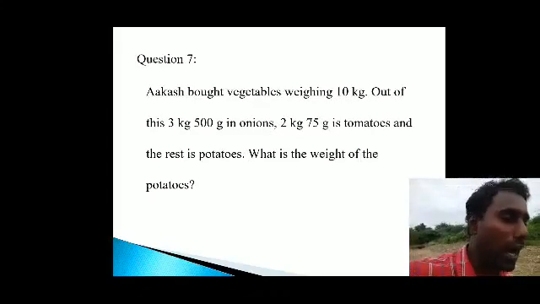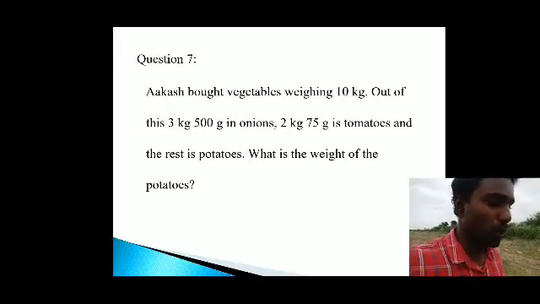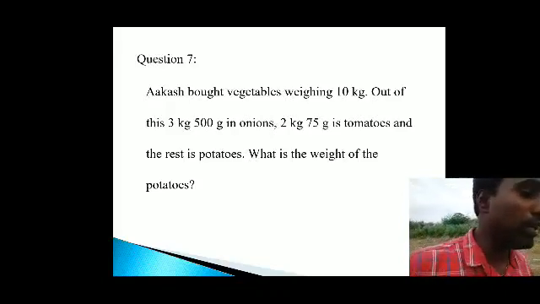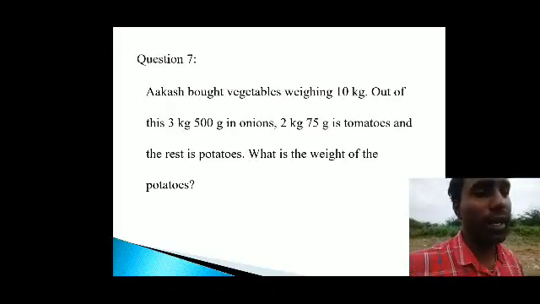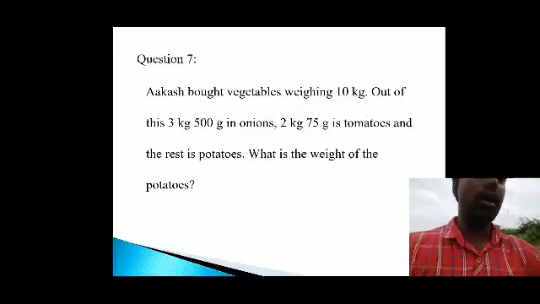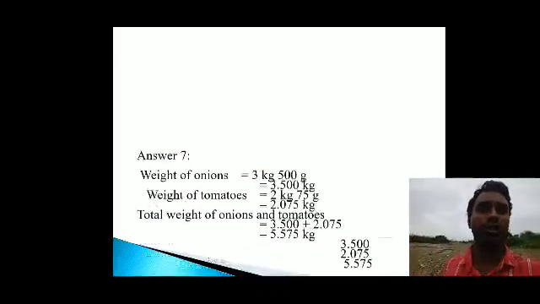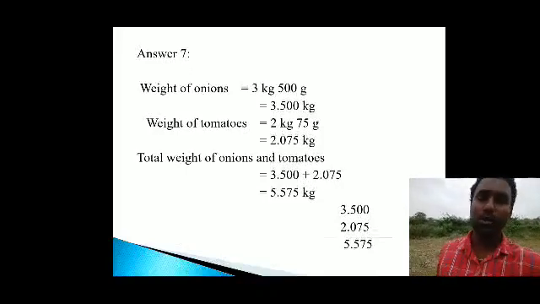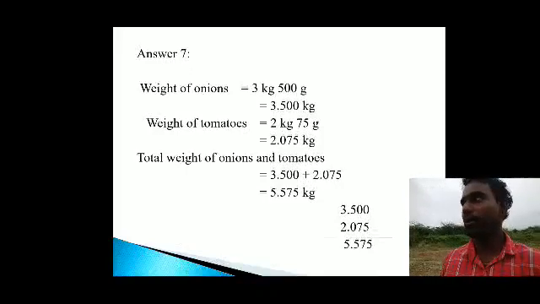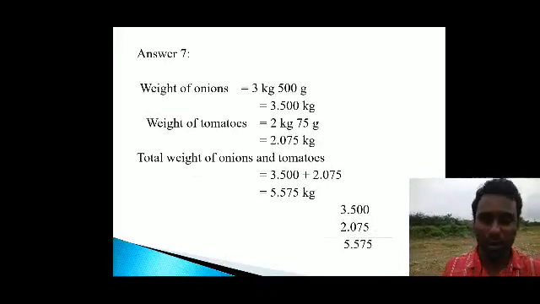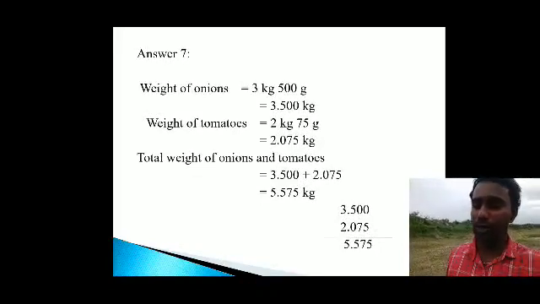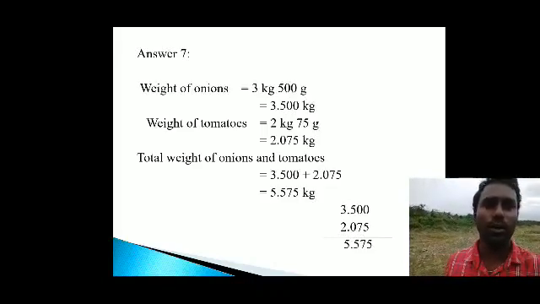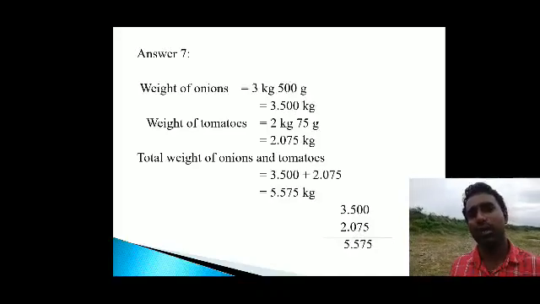So we have to add the vegetables' weights that we know, and we know the total weight. So total weight minus the known vegetables' weight: if you subtract, you will get the weight of the potatoes. Okay, the next one, see here. The weight of onions is 3 kg 500 gram. So we have to convert 500 gram into kilogram. 500 divided by 1000 is 0.500. So it will come as 3.500 kilogram.